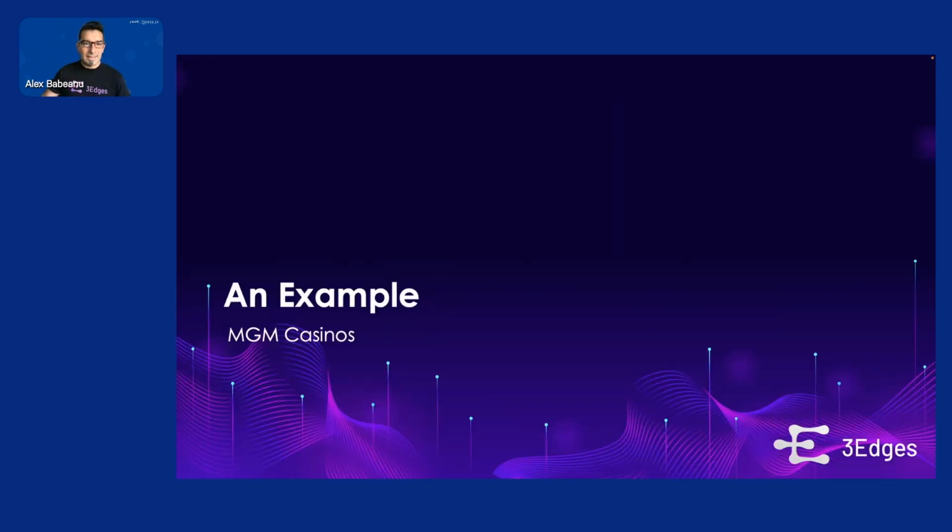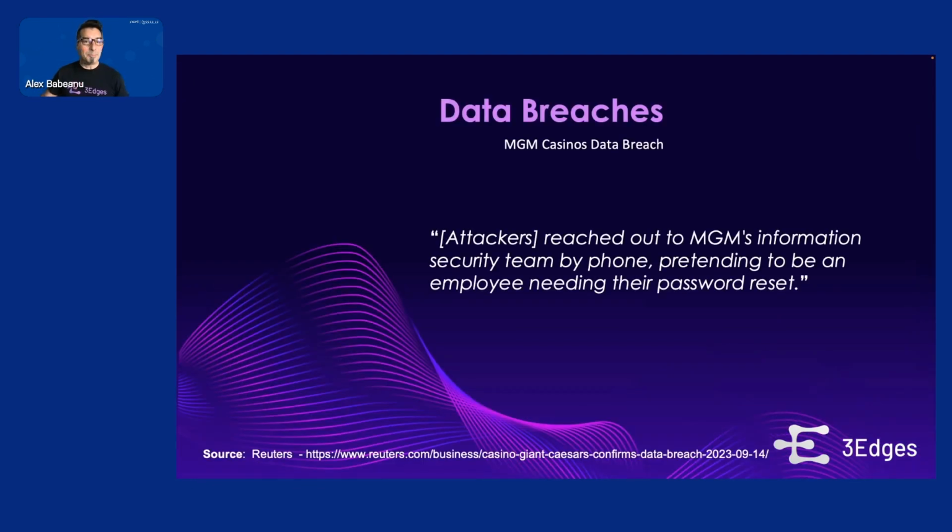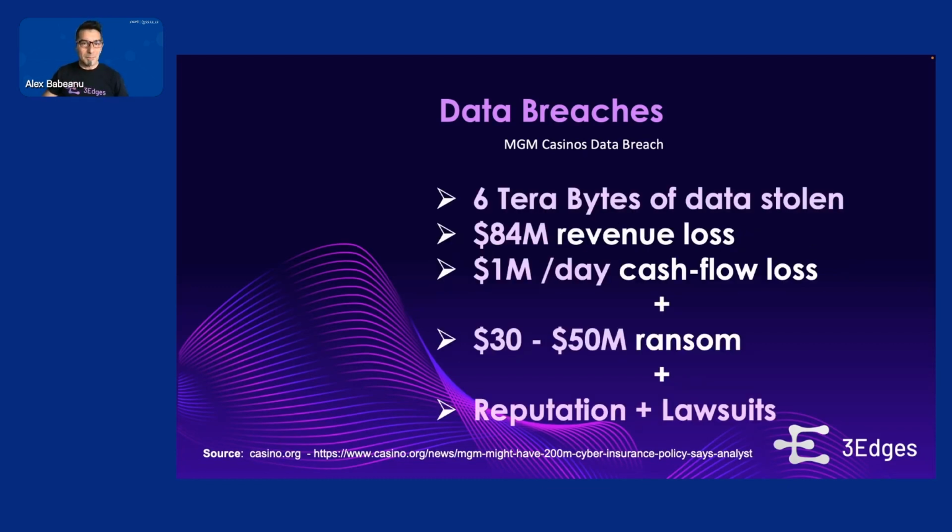As a case in point, if you look at the MGM Casinos breach that happened just about a month ago, what happened there is that somebody called the MGM Casino employee support and just asked for a password reset. That's it. That's all it took to breach MGM Casinos. The consequences of that simple breach was they lost about 6 terabytes of data right away. They lost about $84 million in revenue because of the time they were out, plus about $1 million per day for cash flow.